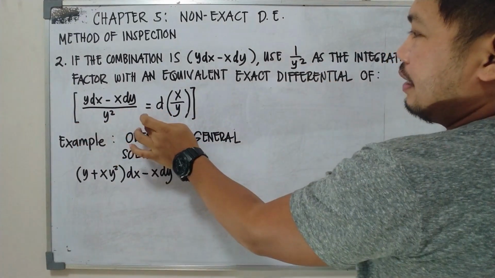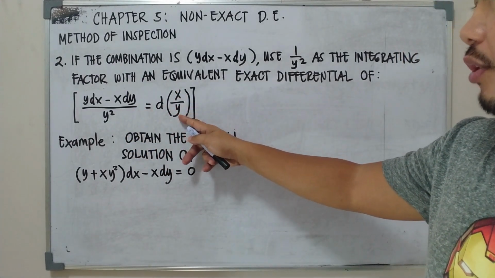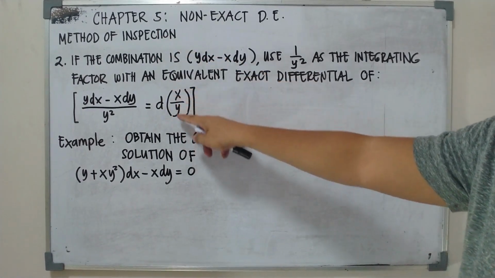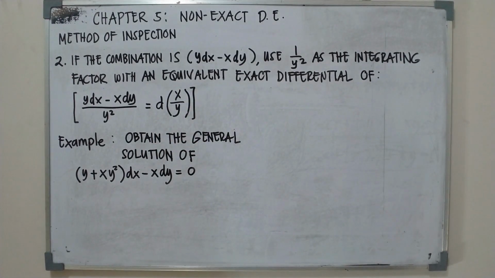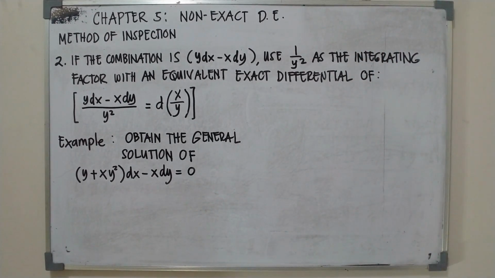Okay? So, upon multiplying yung combination by the integrating factor, magkakaroon ka ng ganitong equation, right? Then, ang equivalent naman niya is the differential of x over y. So, yung kanina, y over x tayo, di ba? So, itong combination number 2 is x over y naman siya. So, gamitin natin itong combination number 2 dito sa ating example number 2, dito sa ating non-exact differential equation. So, this is a non-exact differential equation. So, let us proceed now.